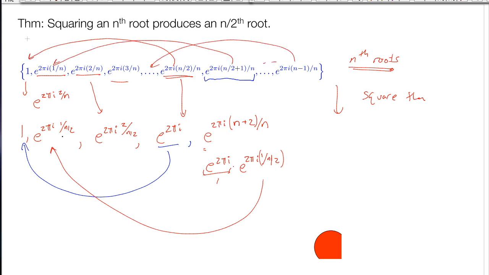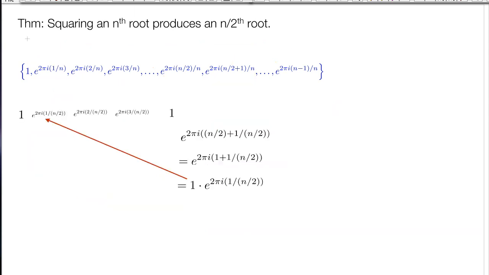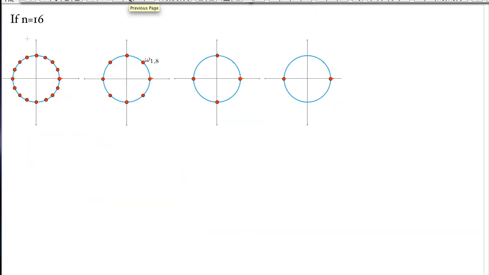And as you can sort of see, this 1 over n over 2 is exactly an n over 2th root of unity. So this set of numbers, these roots of unity, have a special property. If you square them, you get the n over 2th roots of unity. That's what lets us recursively apply the same algorithm.